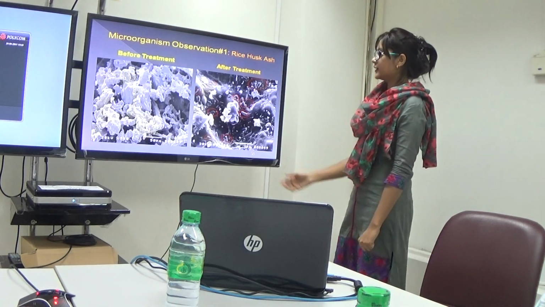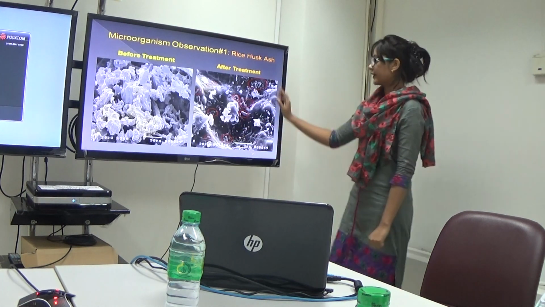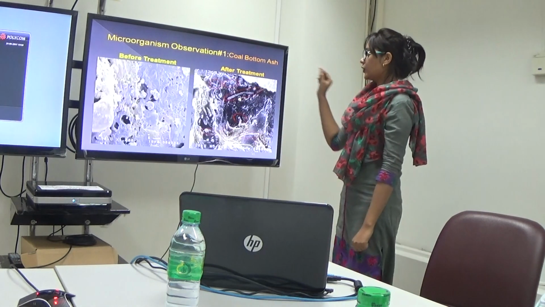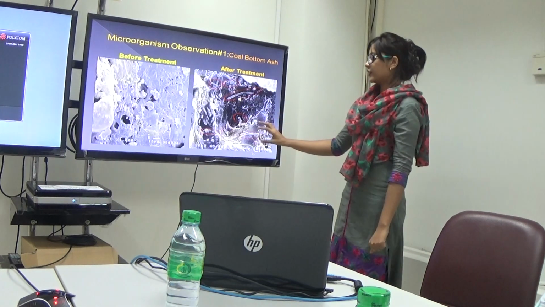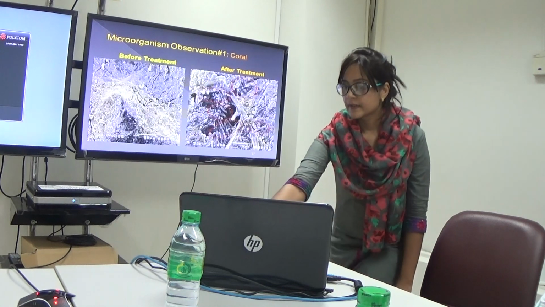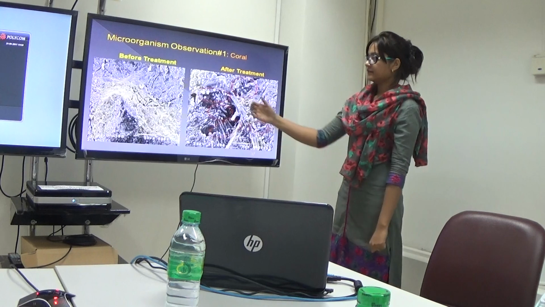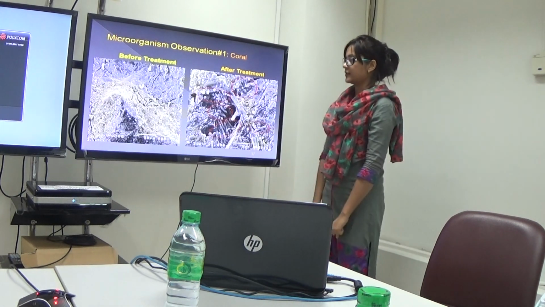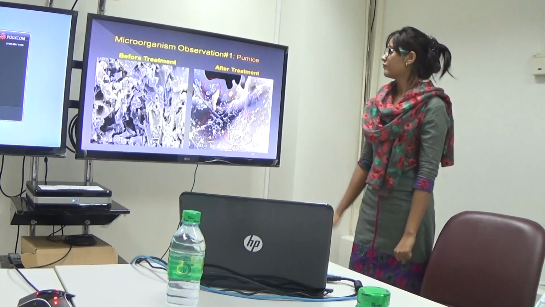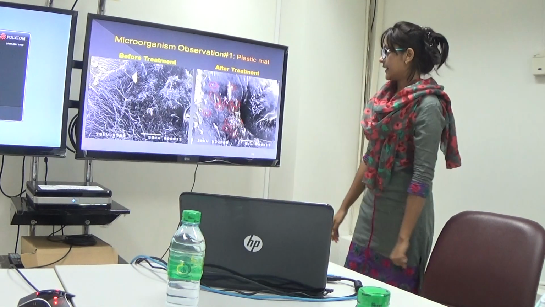This is also a picture from the rice husk test, and these shapes are the microorganisms. This is for colbotum ash. We got the microorganisms after treatment. This is for coral. We see the differences and the microorganisms. For pumice, and this is for plastic mat.